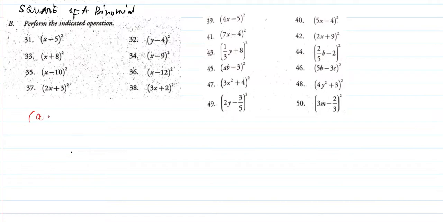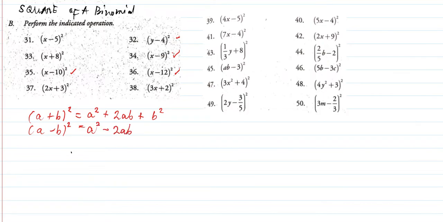So if you have A plus B, then you're going to square it. So all you have to do is to square the first term, twice the product of the two, and then square the last term. If it's minus, kapag minus, square the first term, and then subtract twice the product of the two, and then ganun ulit, square the last term.